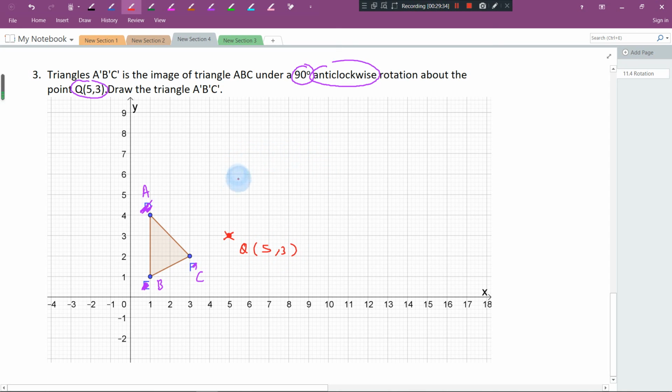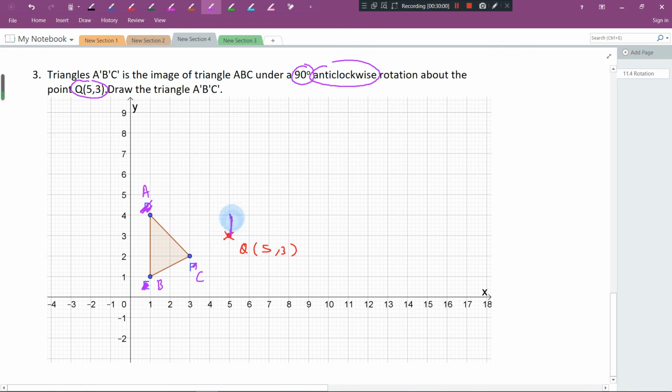Before I show you how to get the image, I suggest you pause this video and try on your own first, to see whether you get exactly the same answer as mine. 90 degree anti-clockwise. Okay. Remember, start counting from the center. I start from here first. I'm going to get the image for this point first.